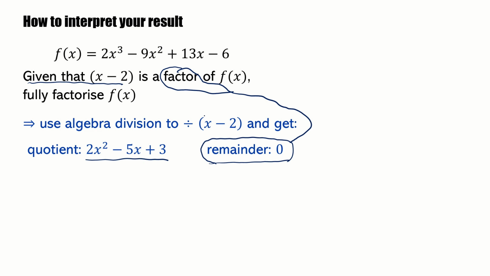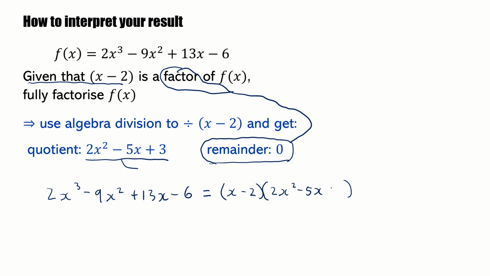However, we've got the quotient, we've got the remainder. What to do with that? Well, the quotient is telling you one of the things that the original expression we had factorized into. So it's telling us that 2x cubed minus 9x squared plus 13x minus 6 factorizes to the x minus 2, because that was one of the factors we've given in the question. But the other factor is the quotient we're given. Because we had a remainder of 0, the quotient then is just the other factor. So this is how I can then factorize that cubic.